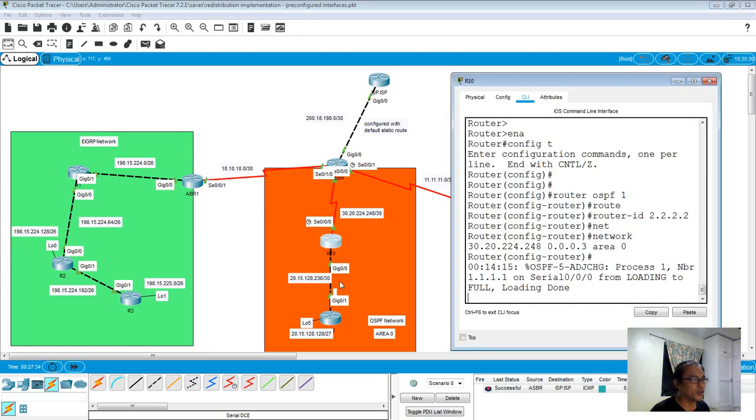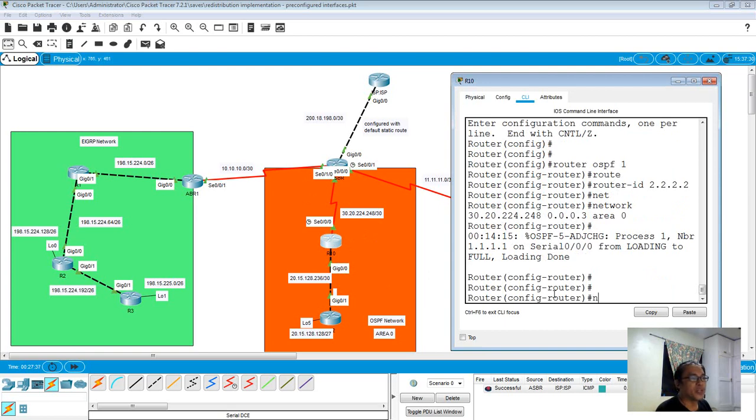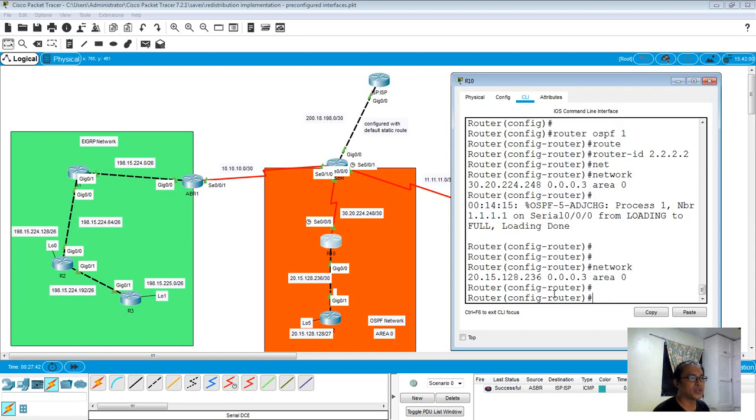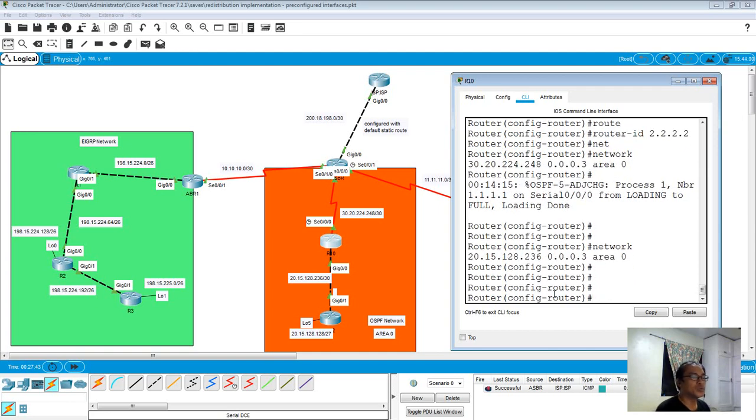Then we are going to configure the G0/0 here. So network 20.15.128.236, 0.0.0.3, area 0. Okay, so there will be two networks.